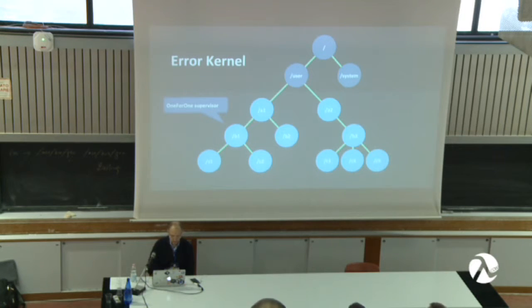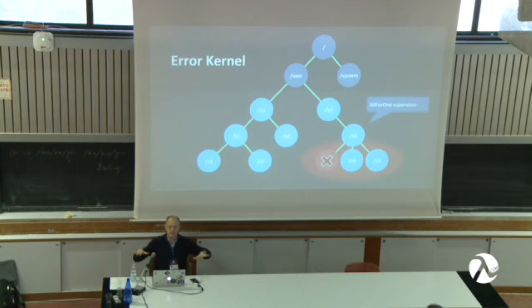So as I mentioned, there are two main strategies. One is one-for-one supervisor. What it means is that if something goes wrong with your node, the supervisor takes some action, checks the exception, and maybe restarts or resumes the single node, and everything goes back to work happily. Or we have the all-for-one supervisor. In this case, if the child throws an exception and something goes wrong, the supervisor applies the strategy to all the siblings of the node.